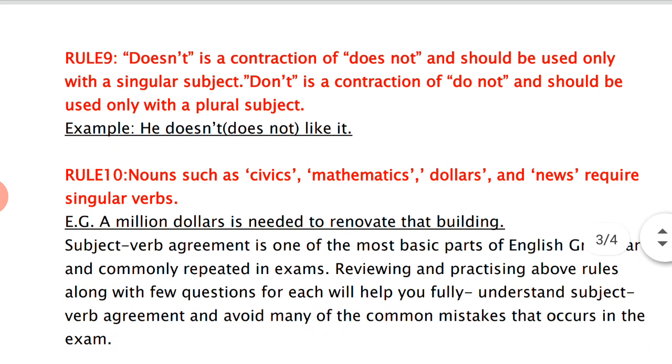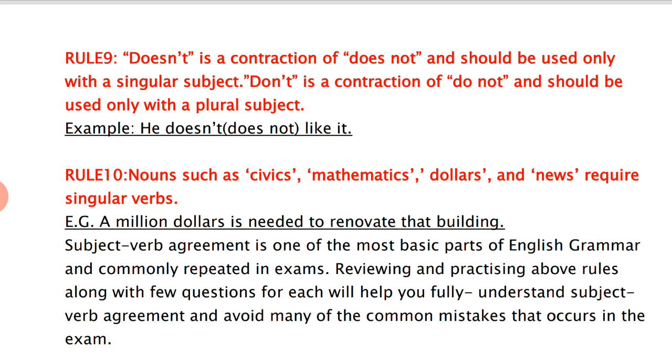Right. Rule number 9 says doesn't is a contraction of does not, and don't is a contraction of do not. Okay? And especially doesn't is used with a singular noun. Just now I gave you an example. Mary doesn't sing good. Right? Should I say Mary don't sing good? That is a wrong verb with the subject Mary. Right? So the right verb for the subject Mary is doesn't.